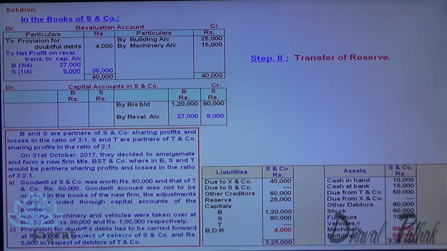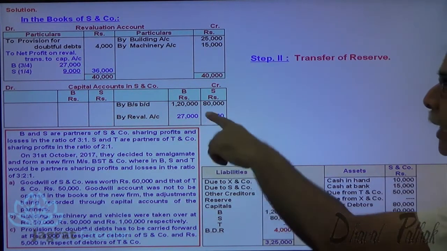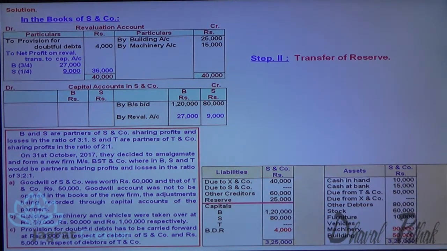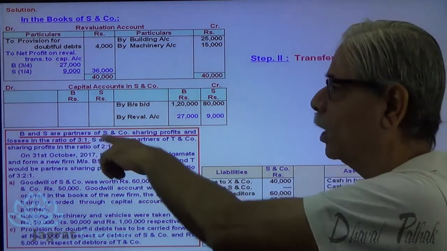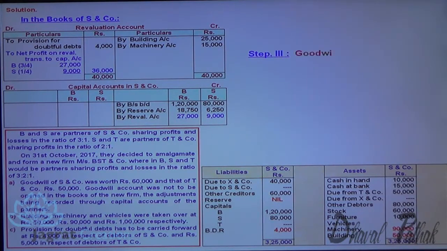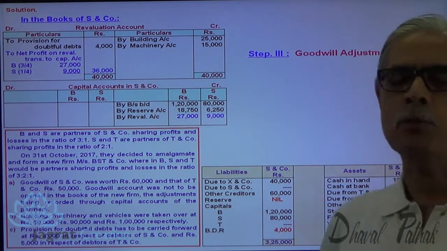Now the next step, transfer reserves to the capital accounts of the partners in their profit sharing ratio. So here reserves is 25,000, that is transferred to the capital accounts of B and S in the ratio of 3:1. So this is how reserves account is closed and the amount is transferred to the capital accounts of the partners. After this third step is over, goodwill adjustment is to be recorded.